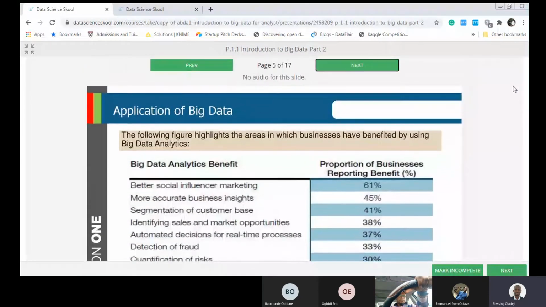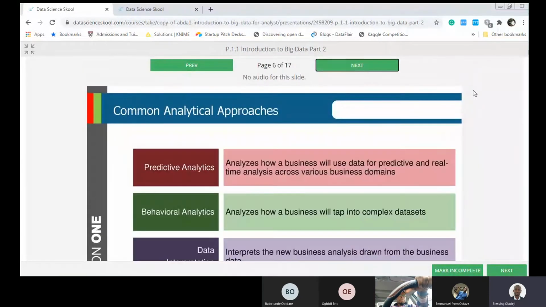Then also, in trying to determine the cost drivers within a particular organization, we want to know that we are generating so much cost, but what exactly is the behavior within the customer base that is driving this cost? We want to know so that we'll be able to provide some intervention in order to cut the cost.